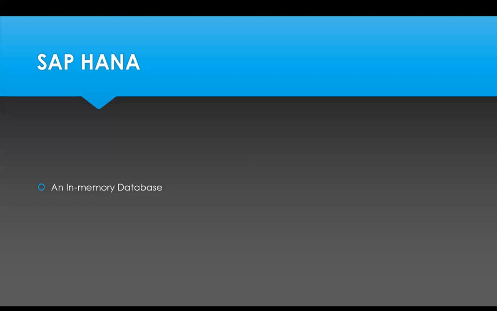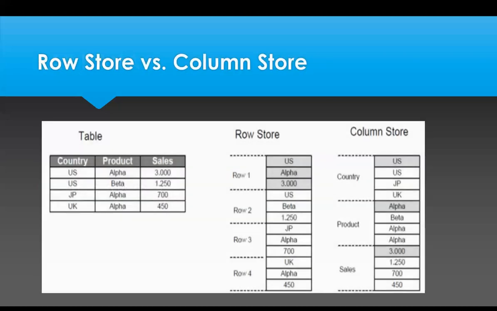SAP HANA also provides us with parallel processing because of its multiple core CPUs. Now higher CPU execution speeds are achieved. And then we have the hybrid data store. By hybrid data store, it means that it supports both the column store as well as the row store.